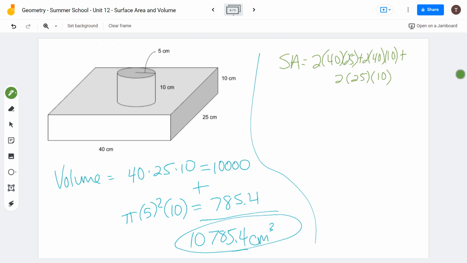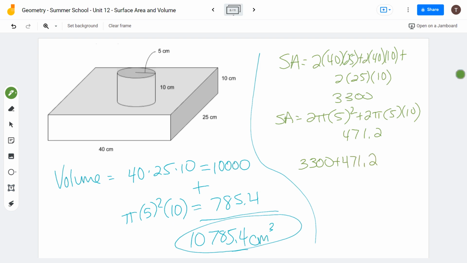So you can always just kind of think about this as what shapes are my faces and what are the area formulas for those shapes. So I got 3,300 for this one. Now I need to do the surface area of the cylinder. So 2 times pi times r squared plus 2 times pi times r times h. Okay, so that would be, I believe, 471.2.